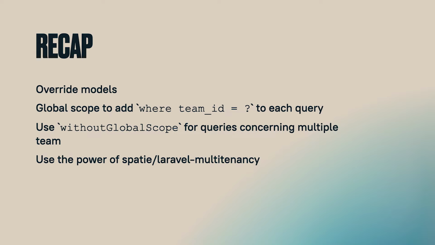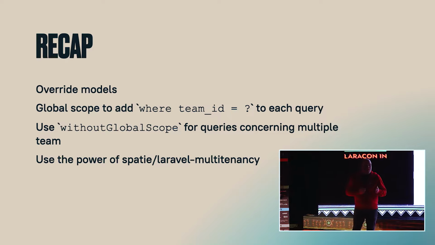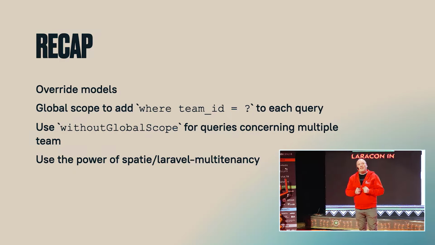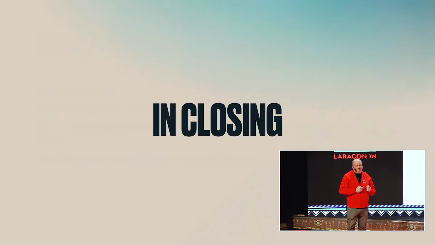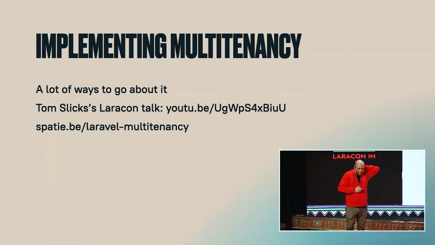So what did we do in Mailcoach, the application, to make Mailcoach the package multi-tenancy aware? We overrode all of our models. We added the global scope on there. Whenever we needed to execute queries where we don't need those scopes, we can use without global scopes. And we used the power of the Spatie Laravel multi-tenancy package to make all of this work.